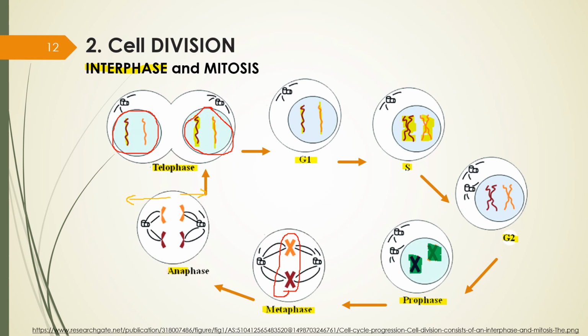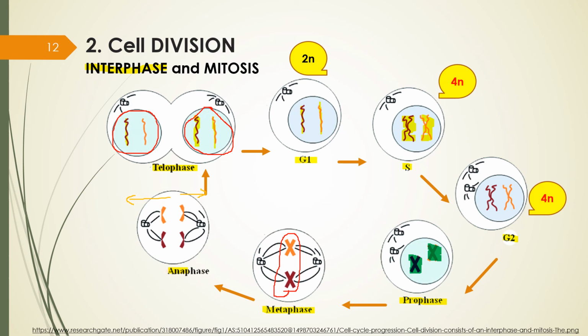Let's count now the number of chromosomes. In G1, do I have 2n, n, or 4n? 2n. So one pair, one from mother, one from father. What happens in S? How many do I have? 4n, because I duplicate. In G2, what happens? Nothing. So I continue with 4n. I don't change the number. I just produce the enzymes.